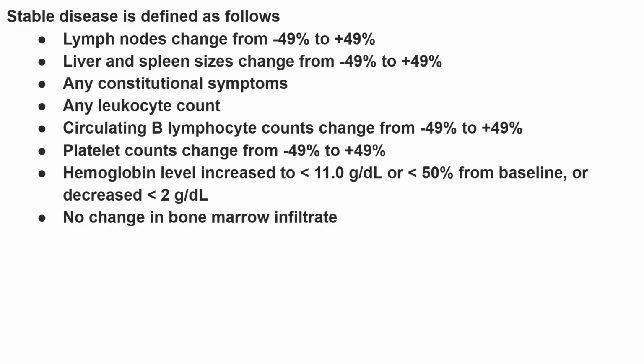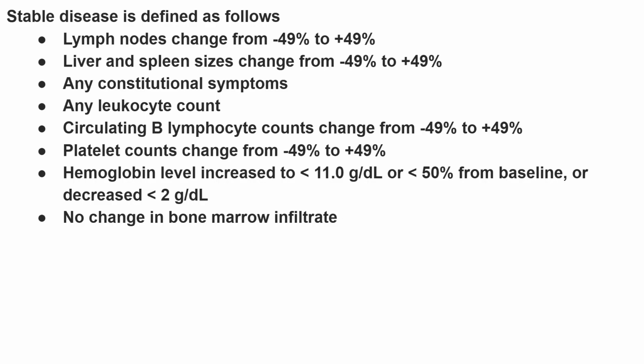In such conditions, the lymph nodes are reduced in number by around minus 49 to plus 49% compared to before the start of the treatment. And liver and spleen size changes from minus 49 to plus 49%. That means they are either reduced or slightly increased.